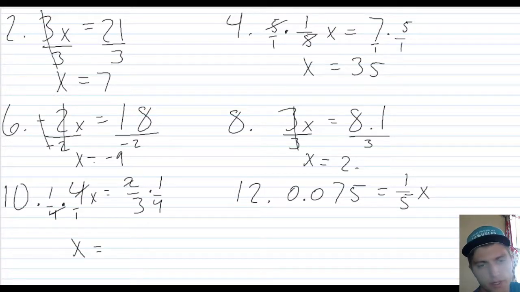2 and 4 both have a 2 in common. Divide by 2 gives us 1. Divide by 2 gives us 2. 1 times 1 is 1. 3 times 2 is 6.